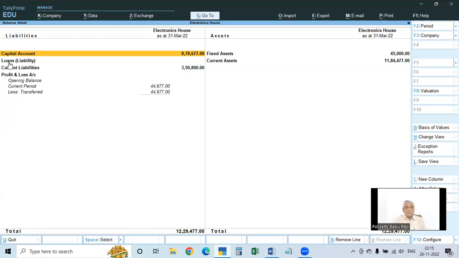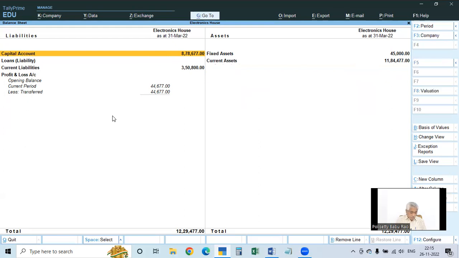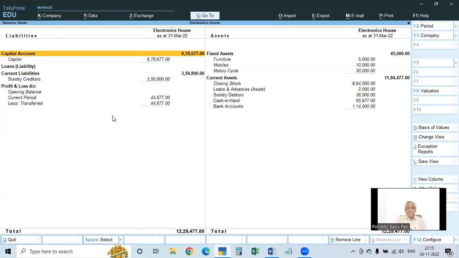Now, if you want to see the detailed report, you have to press Alt F5 or Alt F1. Both work the same way. Press Alt F5, and if you click it again, it will close. Again, Alt F1. Both do the same work. Under the primary groups, the secondary groups are shown. Under the secondary groups, some more ledgers will be there, but this balance sheet will not show them.